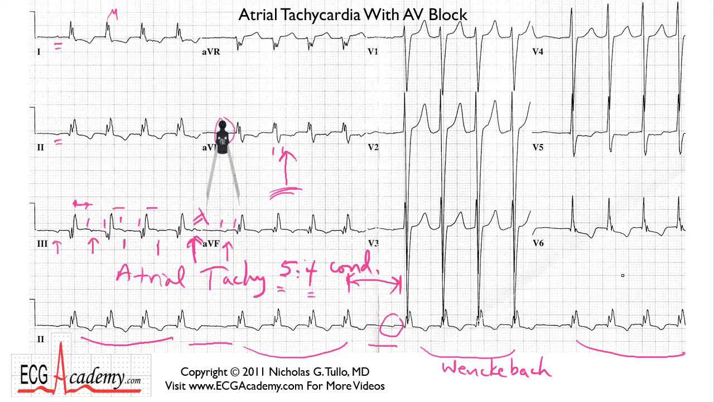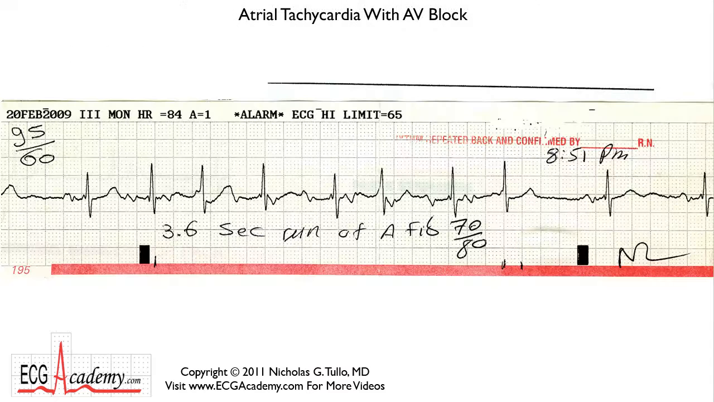All right, so let's go on to the next example. Now here's a rhythm strip, and I'll tell you time and time again during this course that you should never believe what you read. In other words, if you're looking at a rhythm strip and someone has written 3.6 second run of AFib, always check it yourself. Never believe what anybody else has written, because you're going to be the ECG expert.